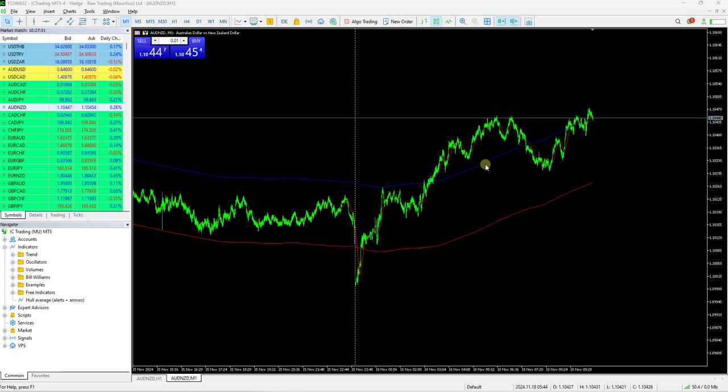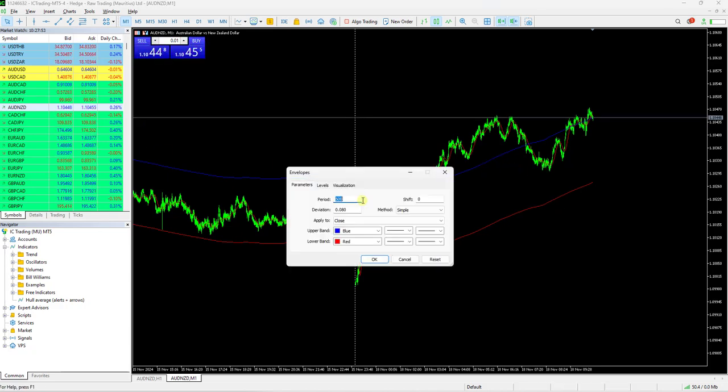Let me show you first of all these parameters for this envelope. The period is 500 and the deviation is 0.08. So I'm using 500. We agree it's a huge number in terms of period, because I want all the price action to reflect in this moving average envelope. So the envelope is not going to be reactive to a sudden change in price because it's a huge period that it is looking at. That's one.